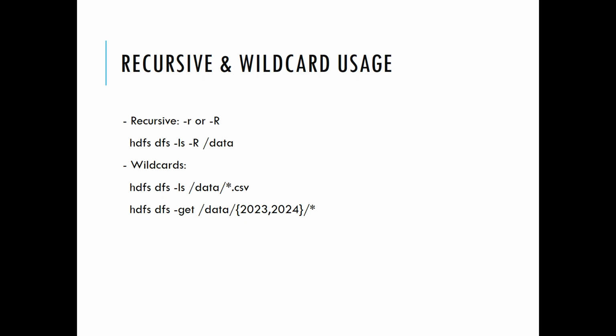HDFS supports powerful recursive and wildcard operations. Using -R with ls lists all nested contents, hdfs dfs -ls -R /data. Wildcards help match patterns, such as listing only CSV files, hdfs dfs -ls /data/*.csv, or fetching from multiple directories, hdfs dfs -get /data/2024/*. These tools make bulk operations faster and more efficient.